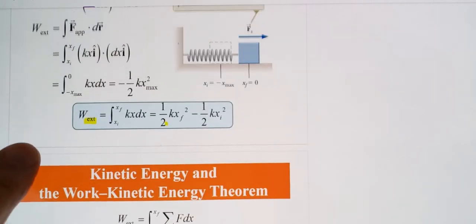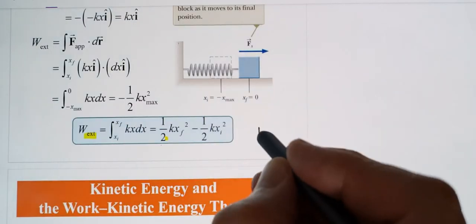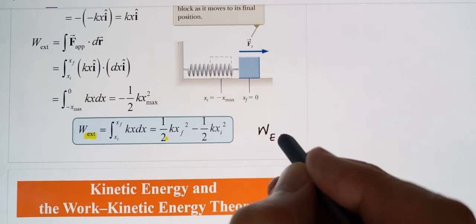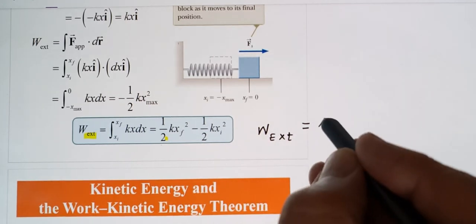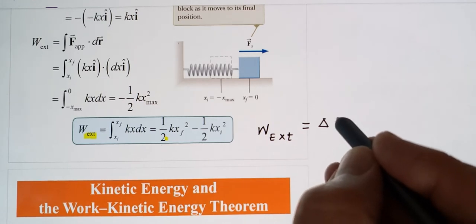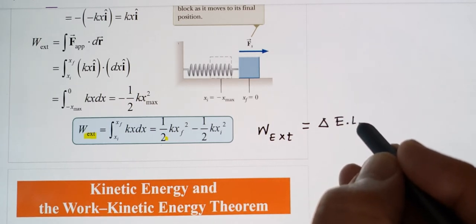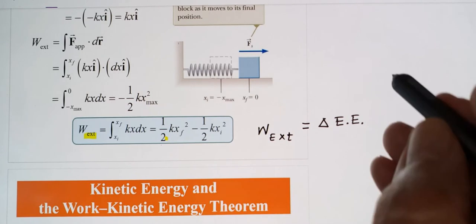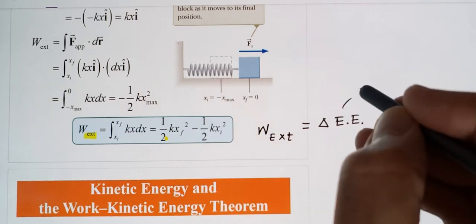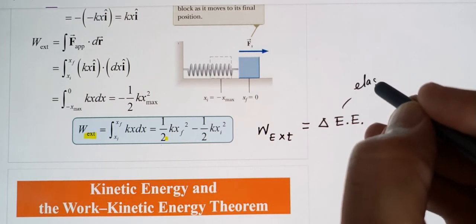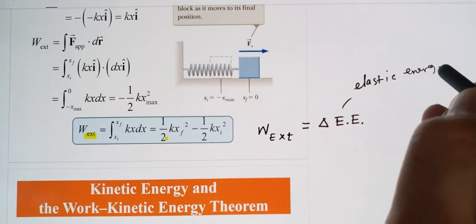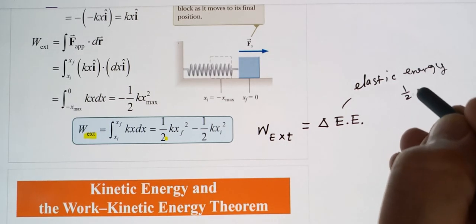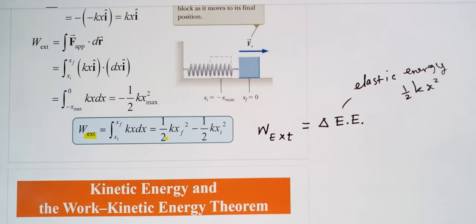Okay, so we end up with work external is nothing but the change in elastic energy. The change in elastic energy. So this is elastic energy, which is half kx square.